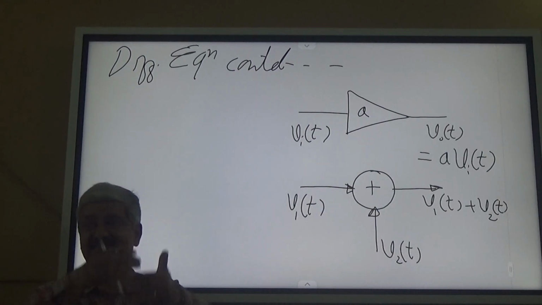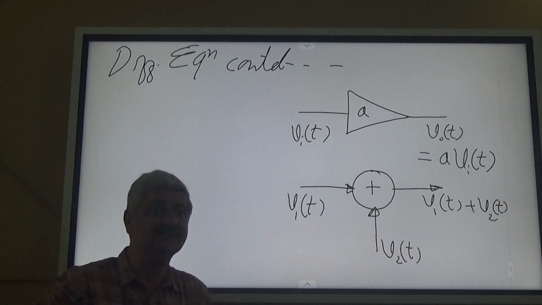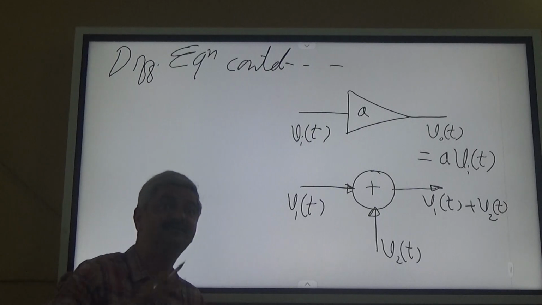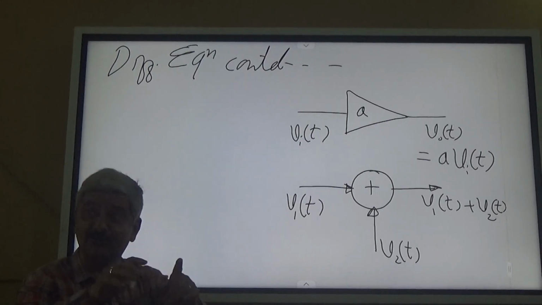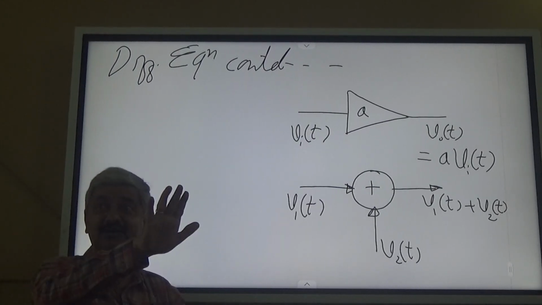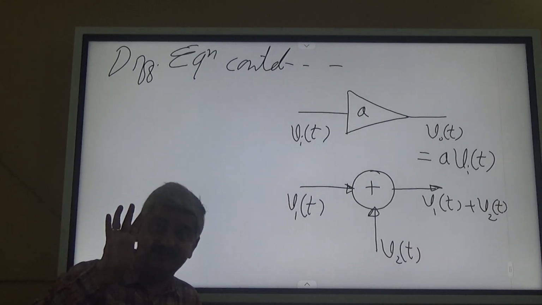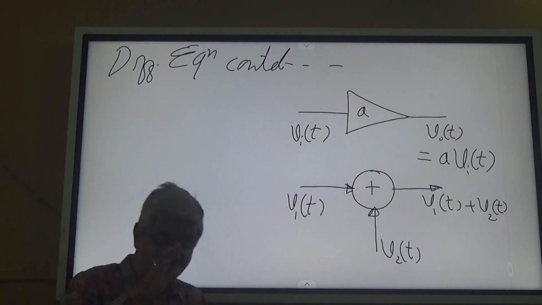That is called synthesis. What is the reverse question? Differential equation is given. We have to find Vo(t). I'm clearing it very simply.